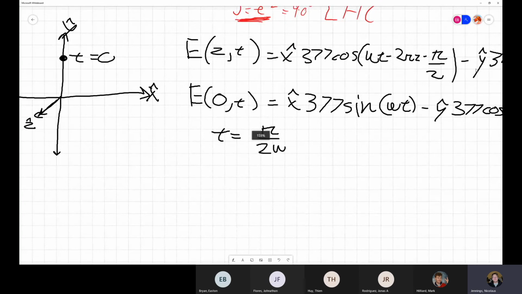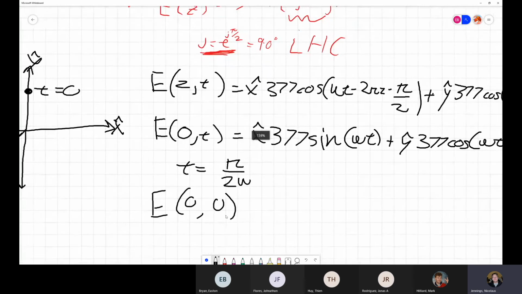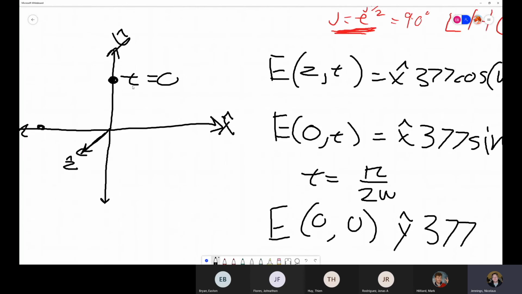Oh, I think I see what I did wrong here. There we go. Okay, I accidentally had a minus. It should be a plus. If we have a plus, let's just keep it as this. So then we'll just set time equal to 0, 0 comma 0. This cancels out because that's just 0. So then we have a positive y hat. Then we have 377. That makes sense. Okay.